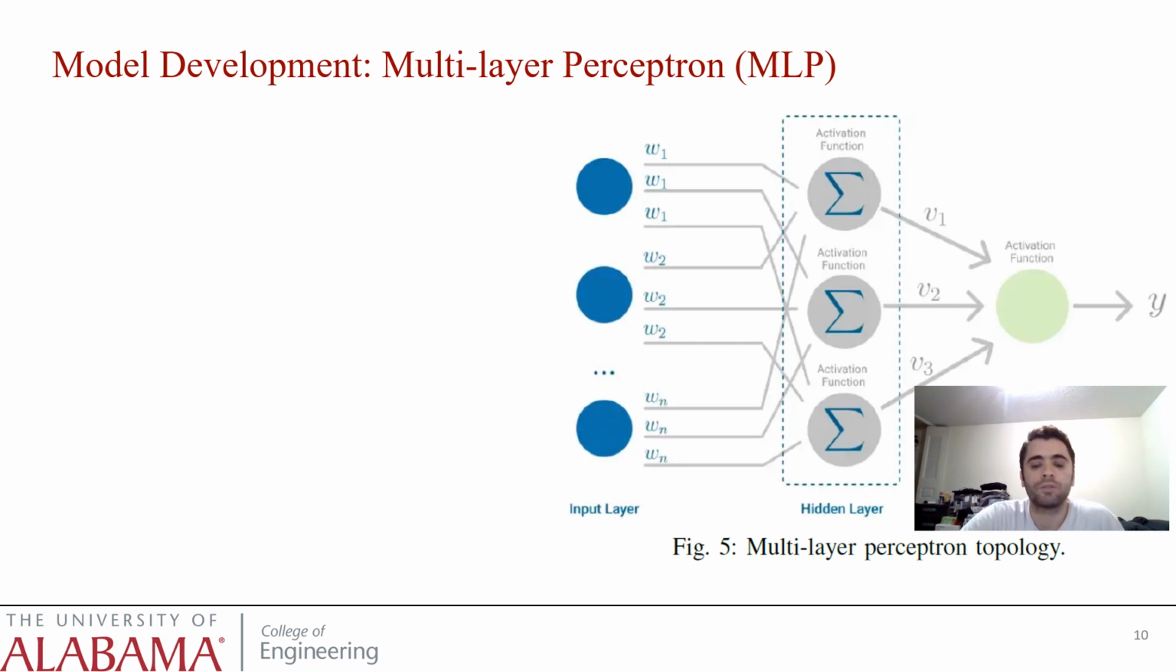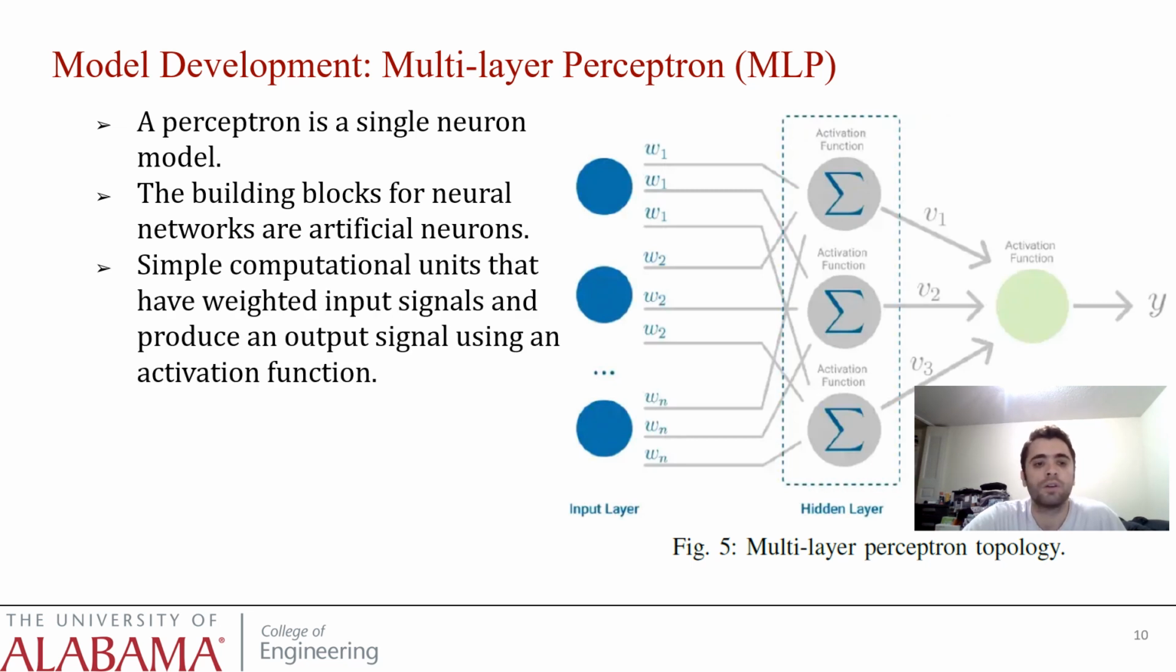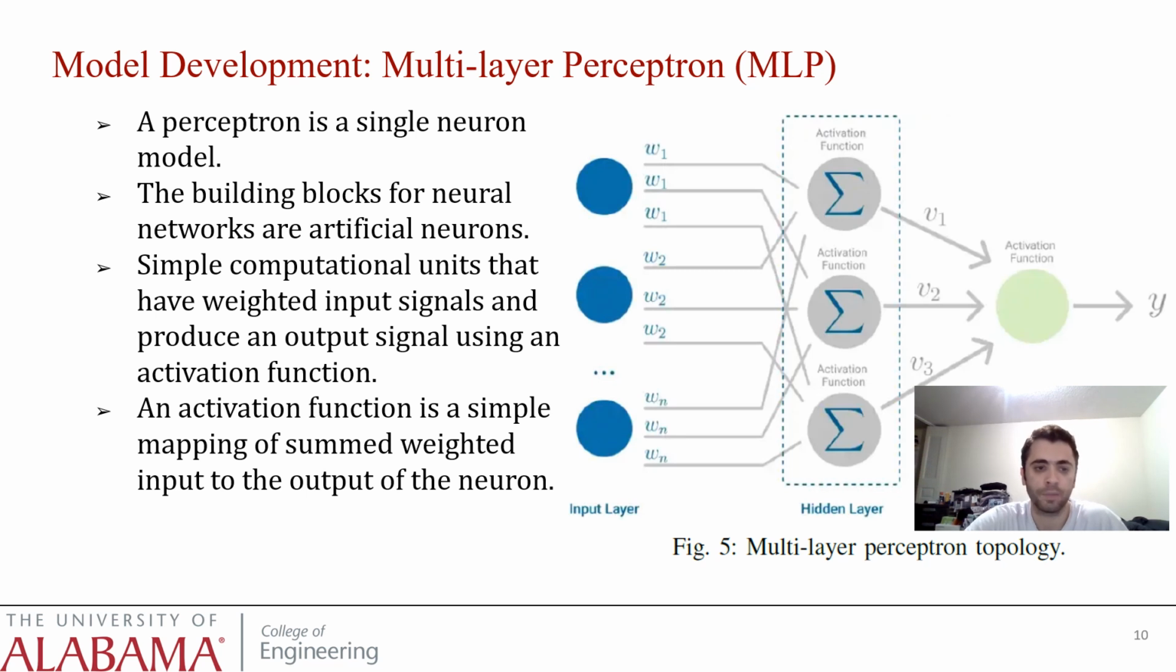So the last model I tried is the multi-layer perceptron (MLP). A perceptron is basically a single neuron model, and the building blocks of neural networks are these artificial neurons. They are simple computational units that have weighted input signals and produce an output using an activation function. An activation function is a mapping function which takes inputs and maps them to some nonlinear output.